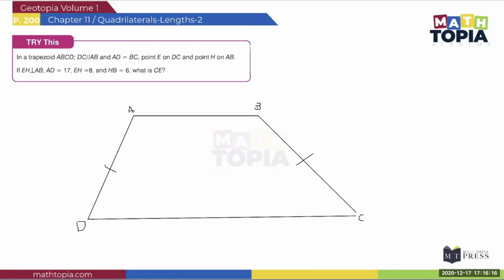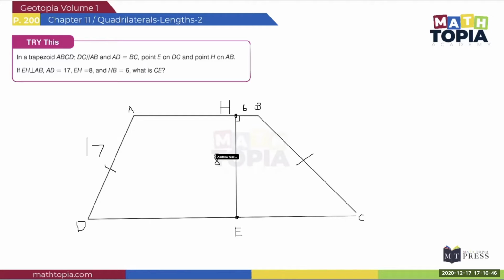We have a point E on DC, and we have a point H on AB, so that EH is perpendicular to AB, like that. And HB is 6, AD is 17, and EH is 8.